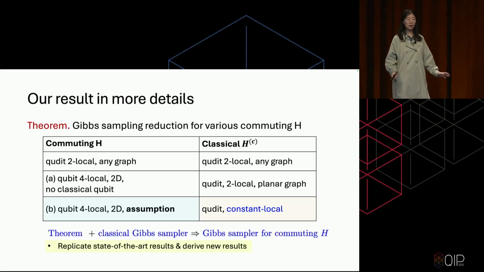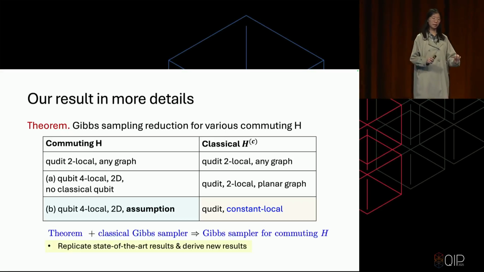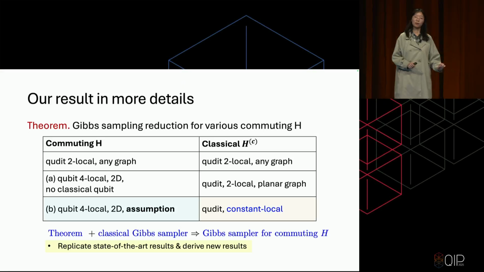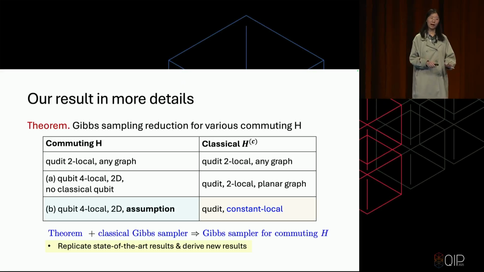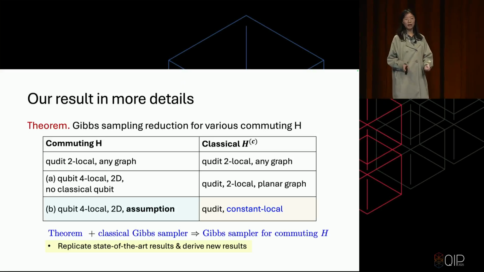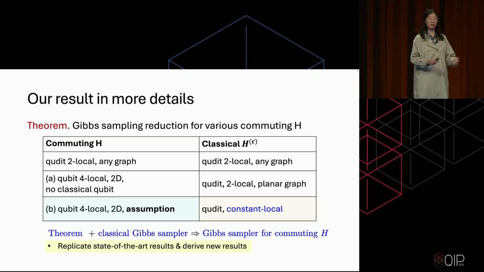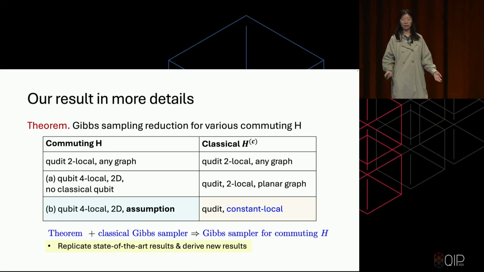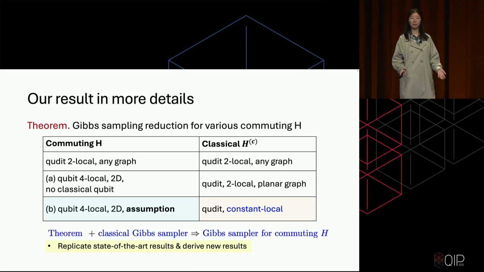But anyway, in summary, what we are doing is just a Gibbs sampling reduction, from commuting Hamiltonian to classical Hamiltonian. And if we combine our results with the known classical Gibbs sampler, which has been studied for many years, we will be able to get Gibbs samplers for commuting Hamiltonian.